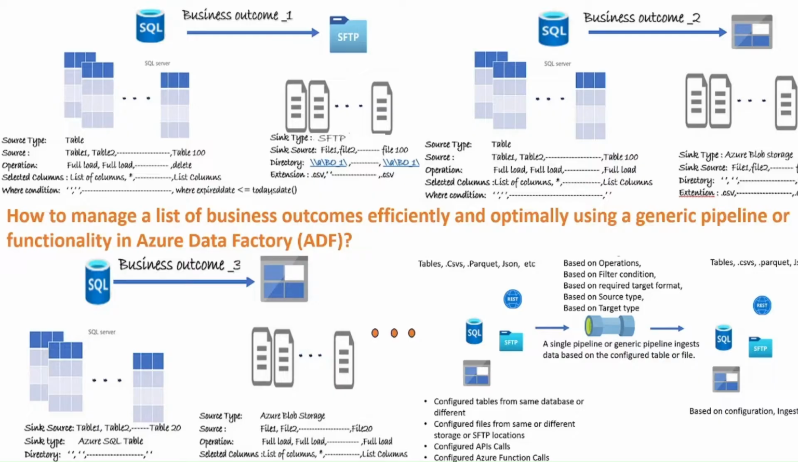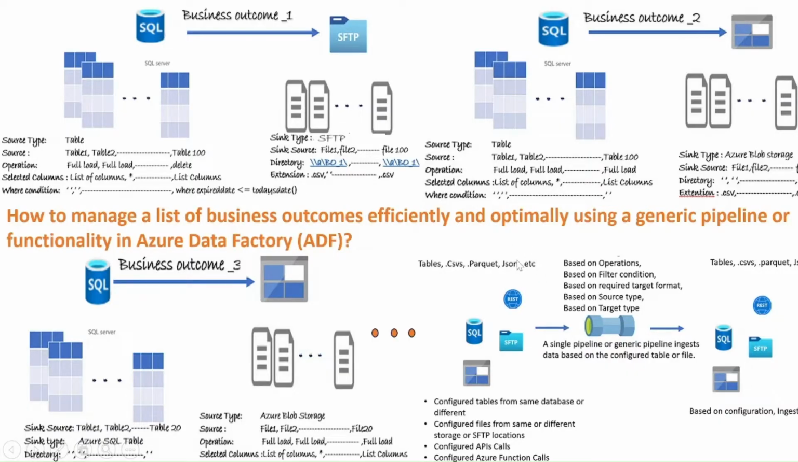So for example, in this screen you can see that we have a few business outcomes, for example 1, 2 and 3, and there is a possibility that it can have a different or new business outcome which can have the same type or a different type, and it can have different operations or filter conditions or source or target types. It can have a different target file extension or something like that.